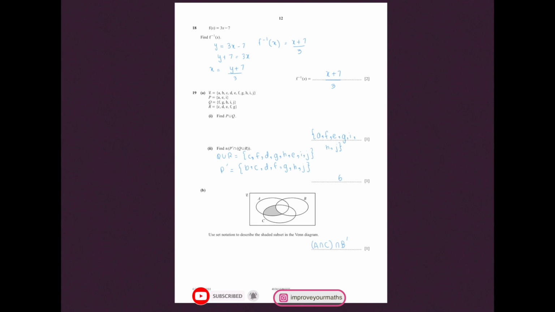In this one, if you notice, where is the shading? Outside B and between A and C. So that's why it's A intersection C and then intersection B complement. That's it.